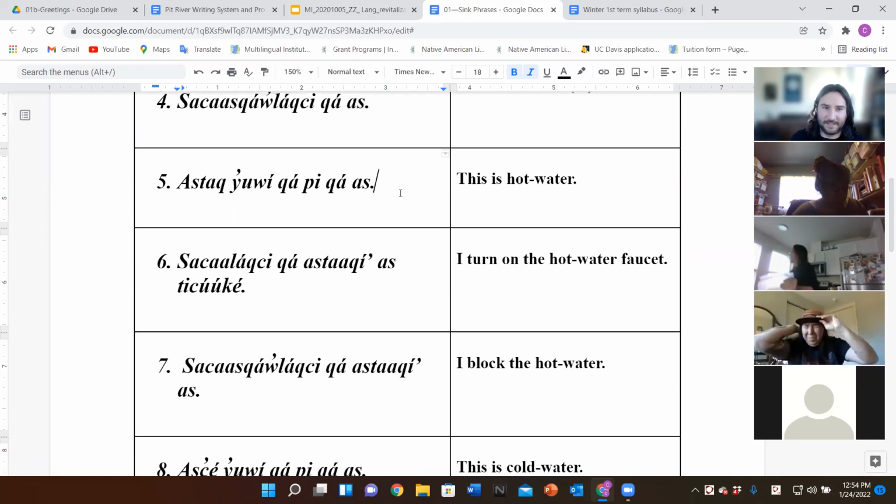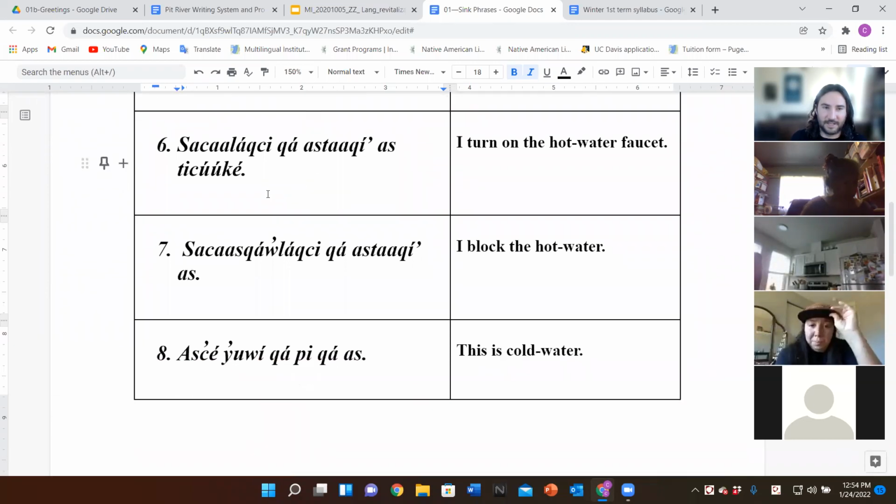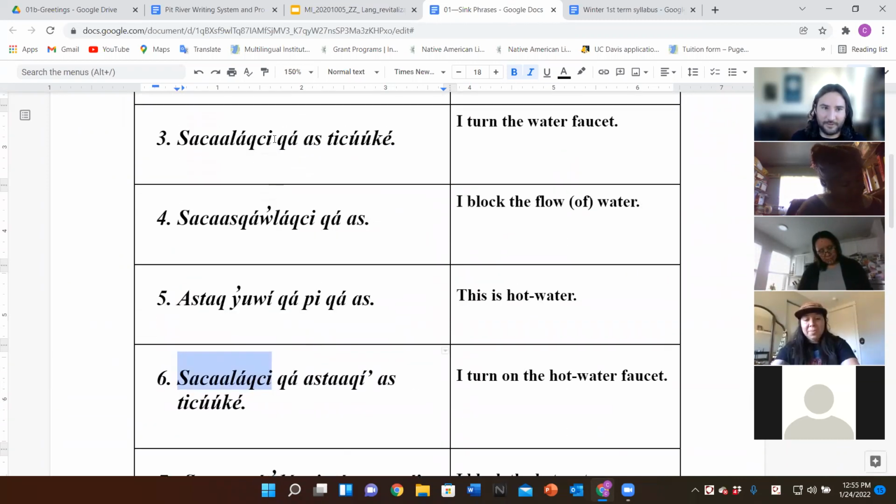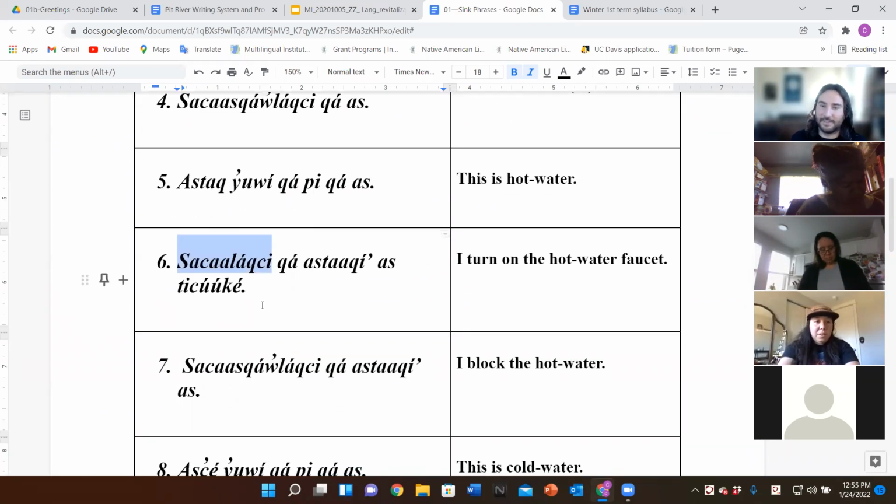Okay, so yeah, this is hot water, and then next we have sajalakji ka astaki as tejuke. This is probably the longest sentence. So from earlier, from sentence 3 up here, we have sajalakji, so the same word, sajalakji, and then ka the astaki as. So hot water, astaki us.